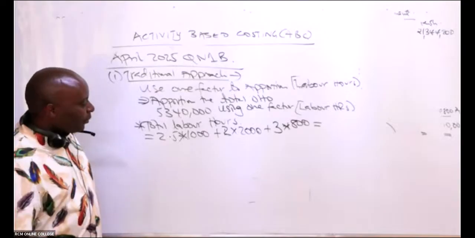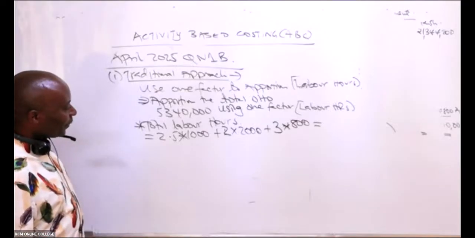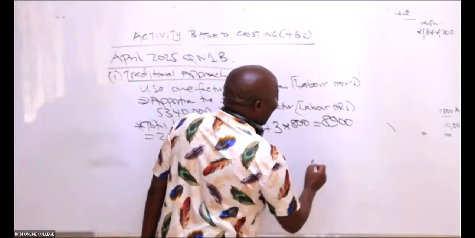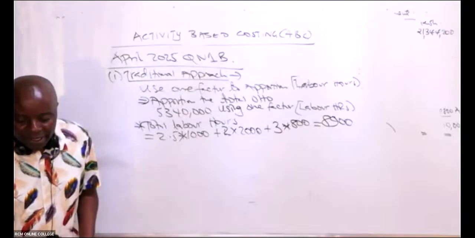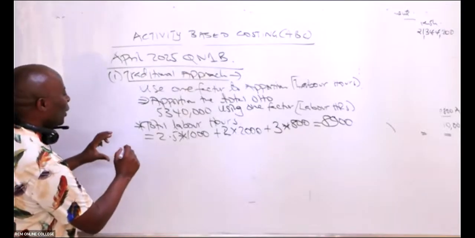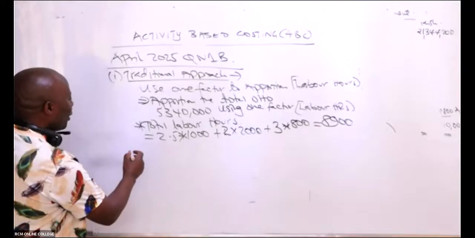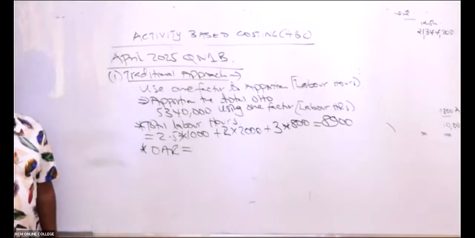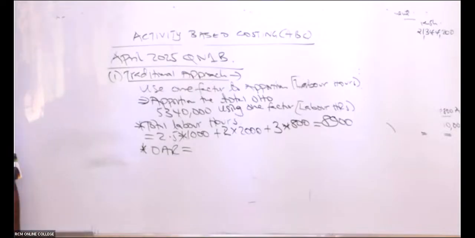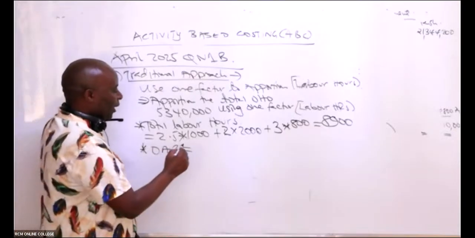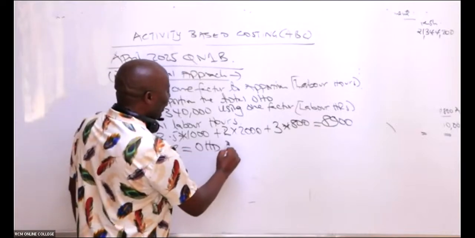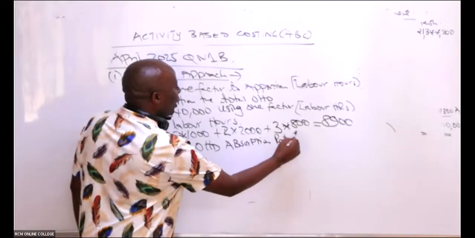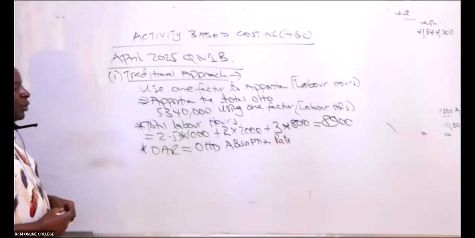Is there somebody with 1,000 something? 8,900, isn't it? Now, once I get these 8,900 hours, the second step is for me to calculate the metric for absorption. The second step, come here and they give me OAR, overhead absorption rate. You can write this in full: overhead absorption rate.